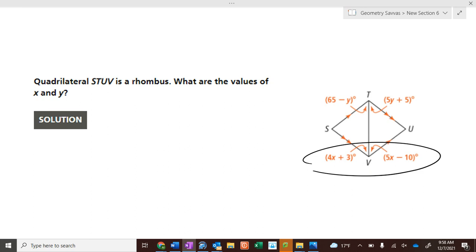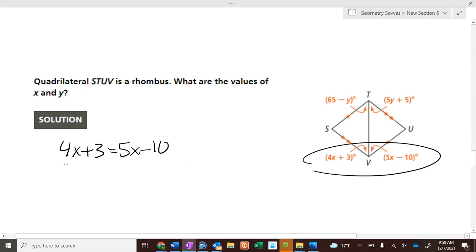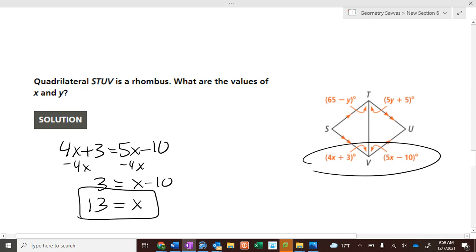All right. Now, to make this a rhombus, what would x have to be? Set them equal to each other. So 4x plus 3 equals 5x minus 10. Subtract 4x. So 3 equals x minus 10. Add 10. x equals 13.